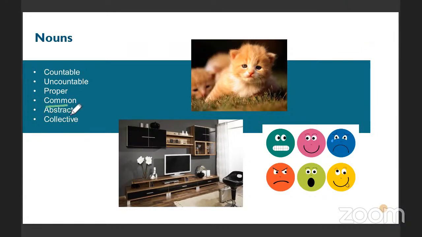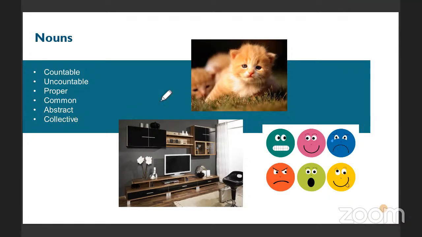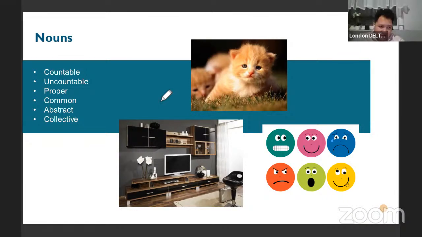Common. Animals. Buildings. Objects. Exactly. Very well. Everything that we write in small letters, right? Que se escribe con minúsculas, right? Todo lo que empieza escribiendo minúsculas is common. Very well. Abstract. I don't know. Any idea about abstract nouns?